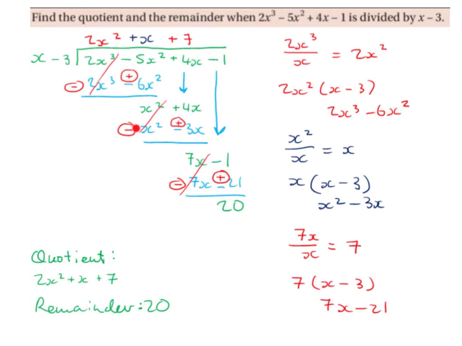Again, I change the signs of each of these terms. This becomes a minus, this becomes a plus. I circle my new sign. X squared minus x squared cancels. 4x plus 3x is 7x. I bring down the minus 1.